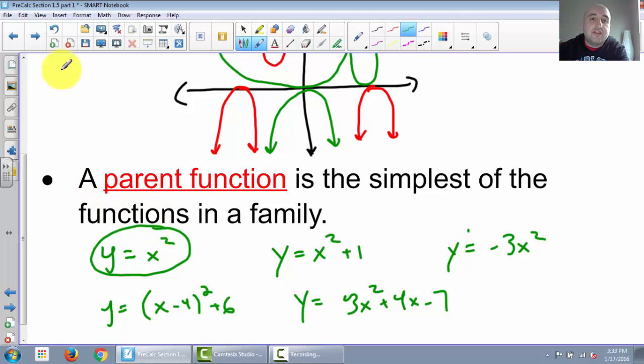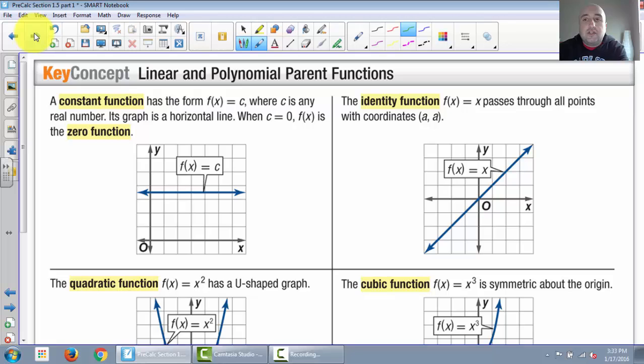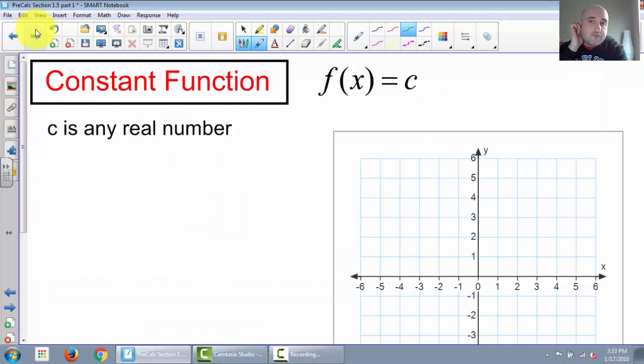All right, so what we're going to do in the next few pages is basically look at the 7 parent functions that we're going to discuss in this first chapter. So we're going to look at the first one here. The first one is called the constant function. So the equation is f of x equals c. C stands for constant. So really, you could do y equals c. So f of x is just equal to y. And c can be any real number.